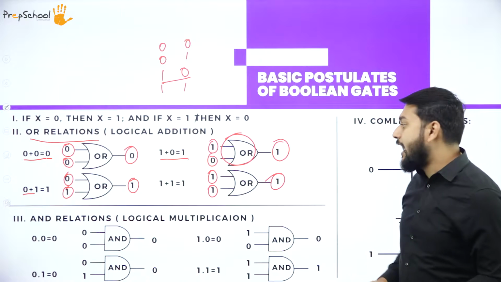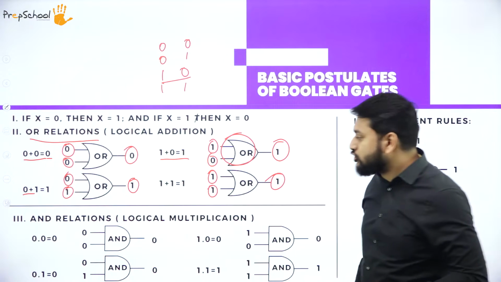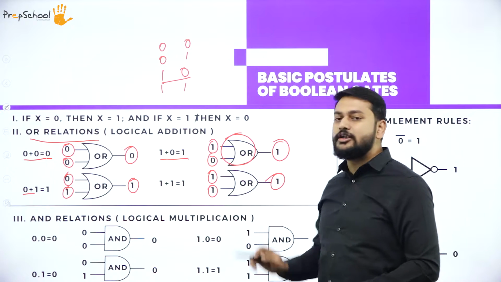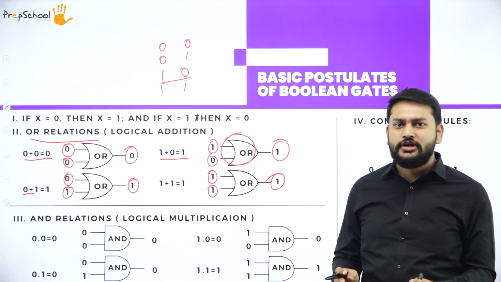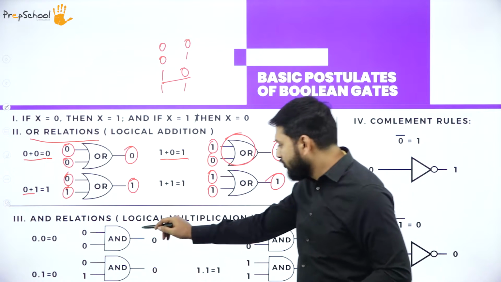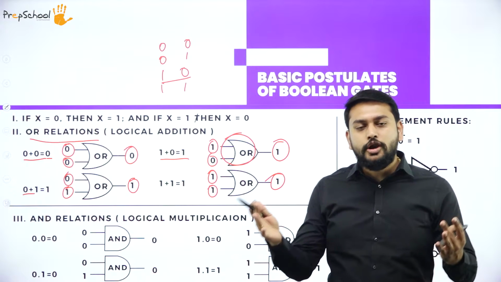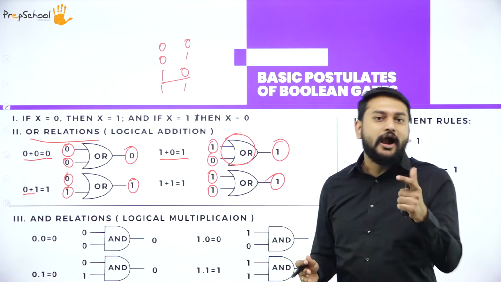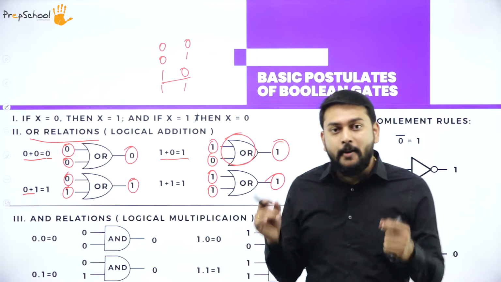The next one that I have, the third postulate. What is that I have? AND relation. That is what I will call logical multiplication. The only thing that changes here is the gate. Here you are using the OR gate, and here you are using the AND gate. You all know that if you are using the AND gate, you will be performing multiplication.